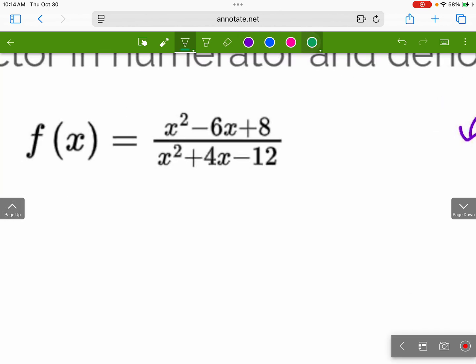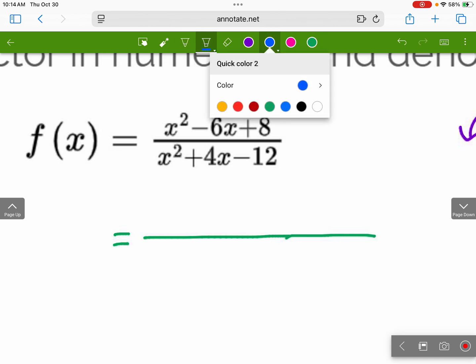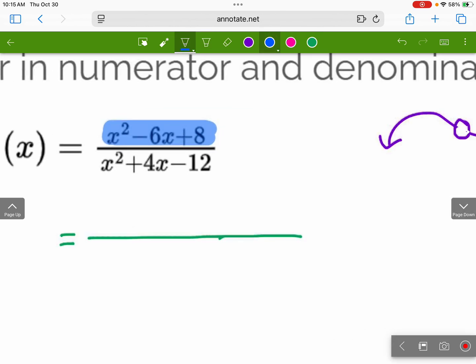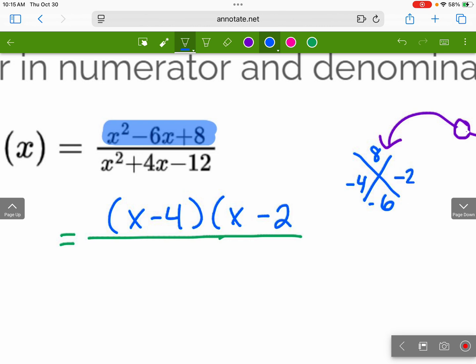And again, I don't care how you factor, just that you factor. So if we're looking at this numerator here, x squared minus 6x plus 8, we need a pair of numbers that multiplies to be 8, adds to be negative 6. Negative 4 and negative 2. So our factored form on this is going to be our x minus 4 and our x minus 2. Factor.